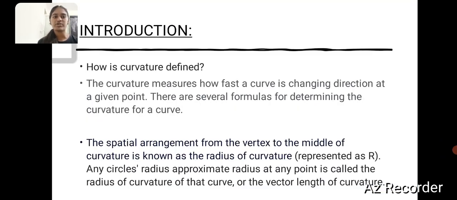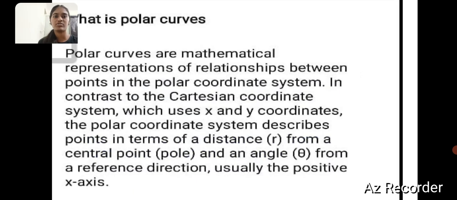The curvature measures how fast a curve is changing direction at a given point. There are several formulas for determining the curvature of a curve. The distance from the vertex to the middle of the curvature is known as the radius of curvature, represented as r. The radius of the approximating circle at any point is called the radius of curvature of that curve. What is a polar curve?